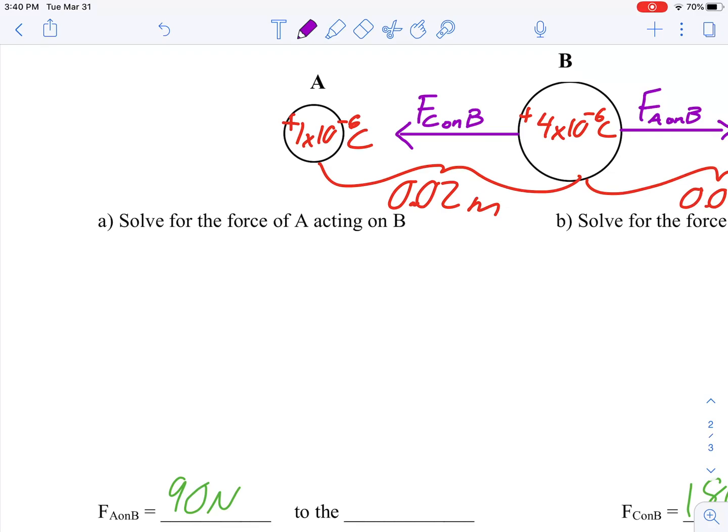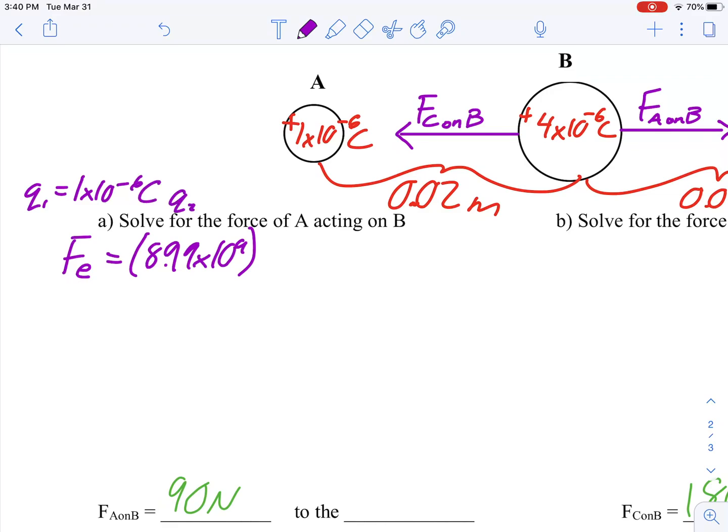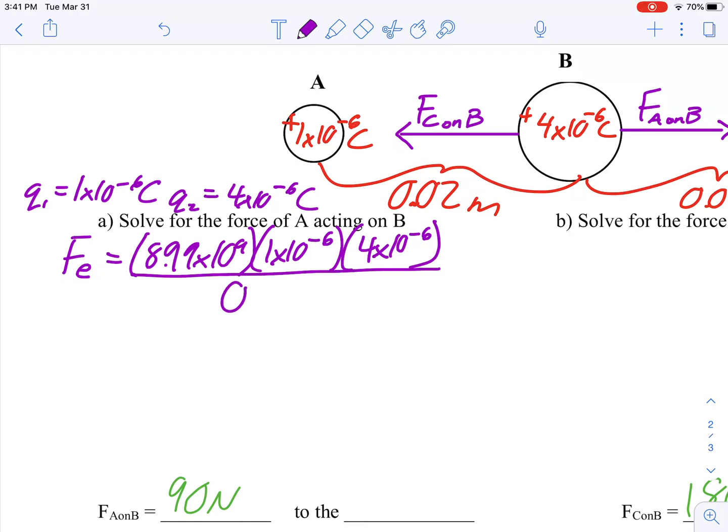So we'll start with F_E equals K, which is 8.99 times 10 to the ninth, Q1 and Q2. In this case, Q1 is going to be 1 times 10 to the negative 6 coulombs. Q2 is going to be 4 times 10 to the negative 6 coulombs, because that's A and that's B. So we have 1 times 10 to the negative 6, 4 times 10 to the negative 6, and the distance we said earlier is 0.02, and that's going to be squared. I'll leave the units out for now.